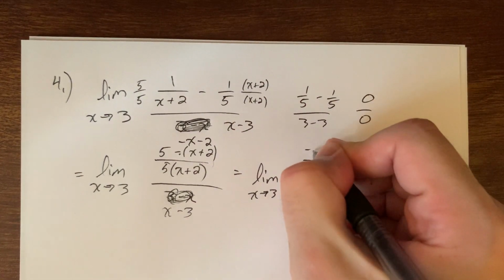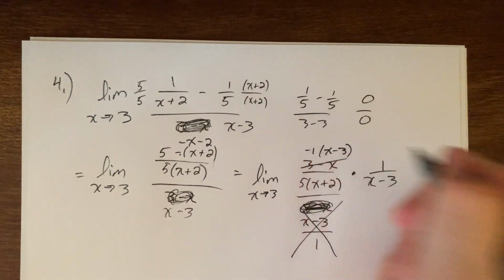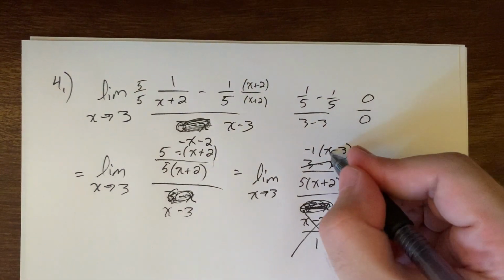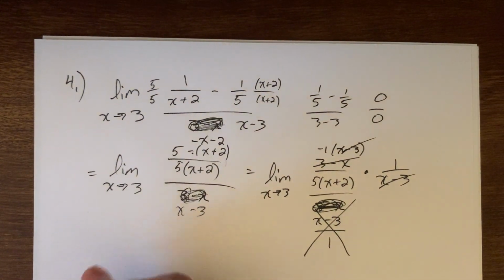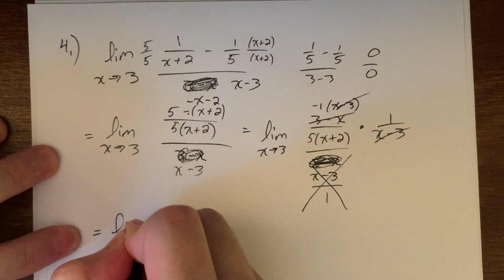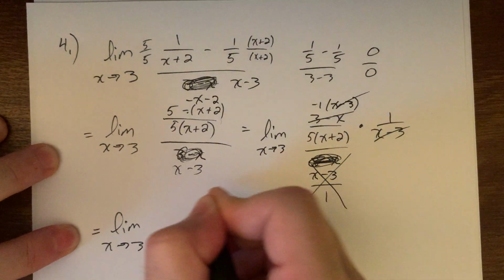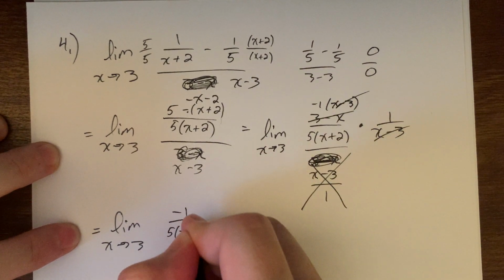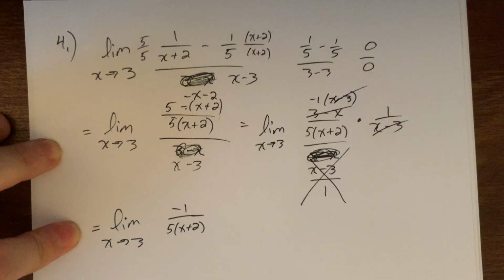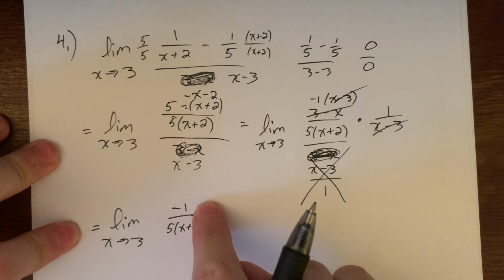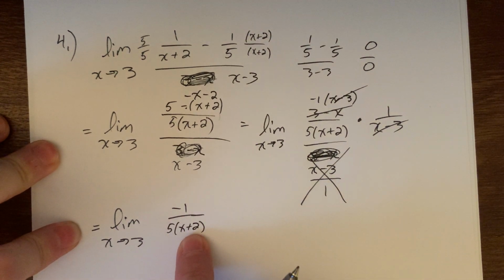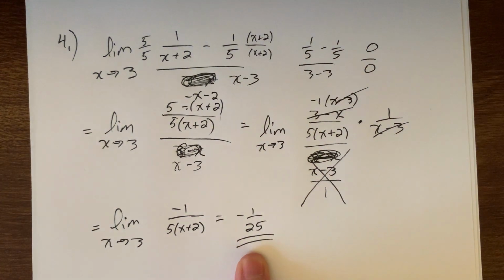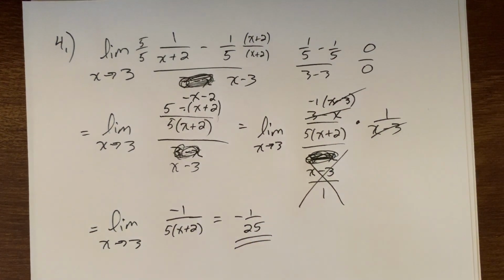So I'm going to kick a negative out of this, so I get a negative 1, and then it becomes minus 3 plus x. I just changed the order, so now these cancel. And now I'm finishing up this problem. I've got the limit, x approaches 3. All I have is a minus 1 left on top, minus 1 times 1. The bottom, I have the 5 times x plus 2. And now we could finally finish. Minus 1 over 5 times 3 plus 2, minus 1 over 5 times 5, minus 1 over 25 for our final answer.